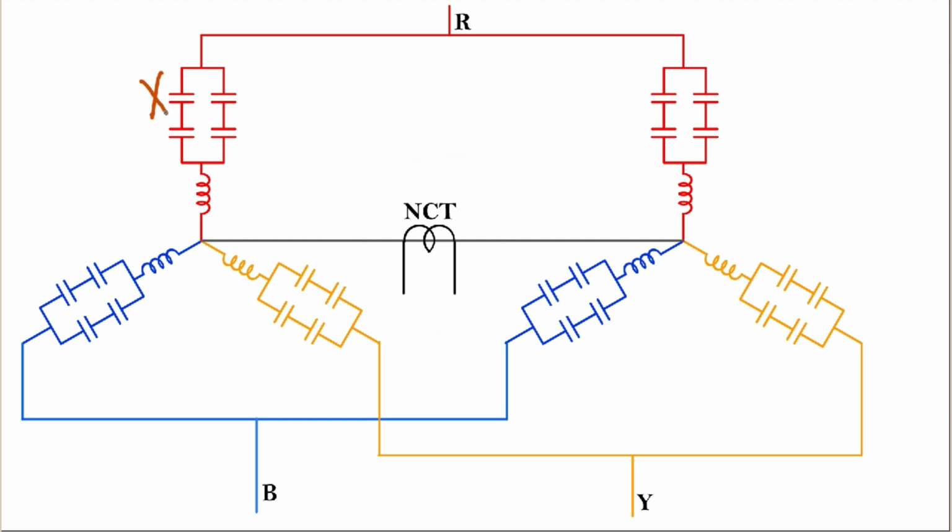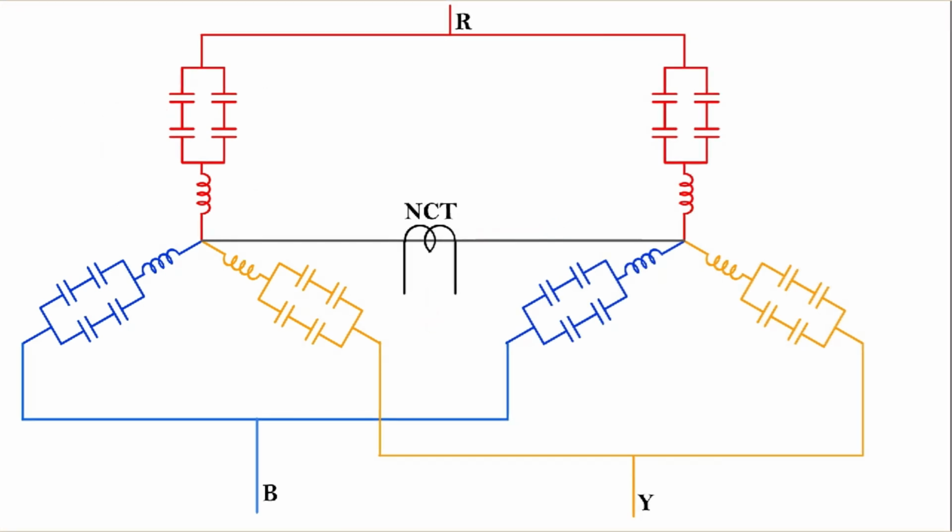If any capacitor element of a string of a star gets fused, the capacitance value of this string will be reduced. Since the capacitance of that fused element is eliminated from the circuit, the overall voltage of this string will increase. Due to this increased voltage, the voltage balance between the two star points will be disturbed. So there will be an unbalanced current flowing through the neutral CT. And the relay connected to that neutral CT, called the unbalanced relay, will actuate either an alarm or a trip signal.